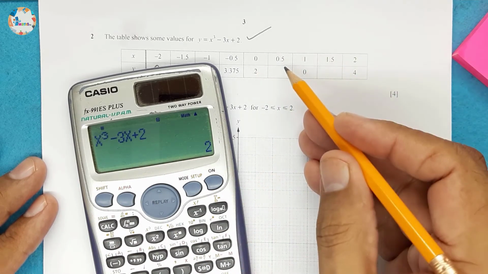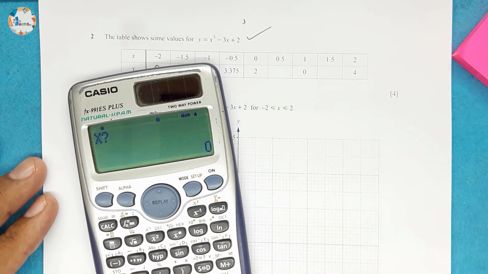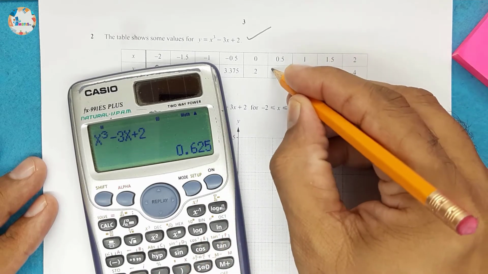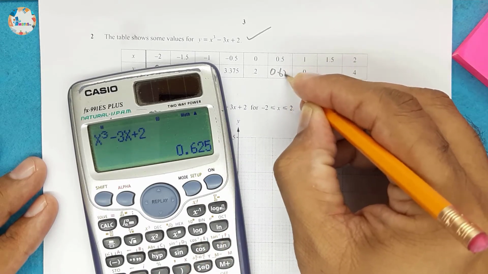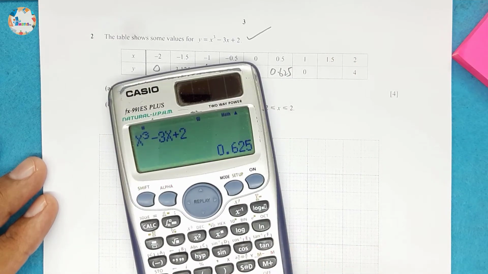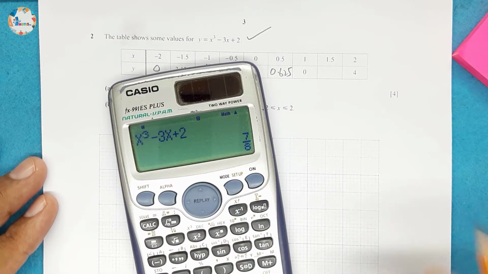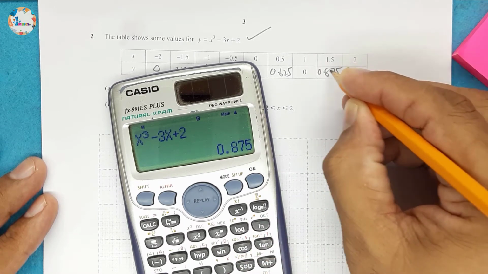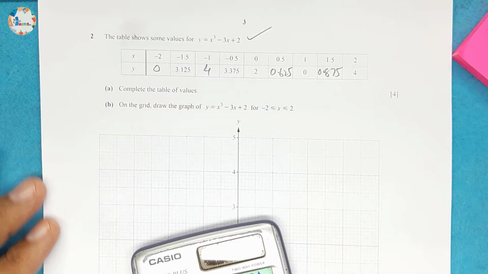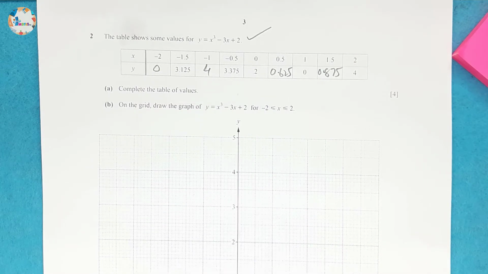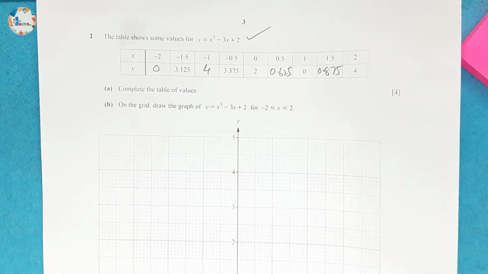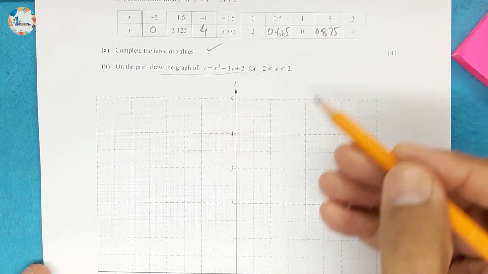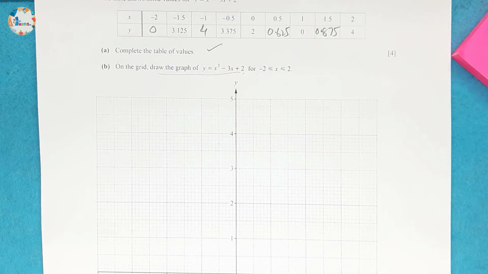This is already given, so calculate for 0.5, this is 5 by 8, which is 0.625. Now for 1.5, this is 7 by 8, which is 0.875. So these are the values we are done with. Now complete the table of values. Next, draw the graph on the grid. These values we have to plot.